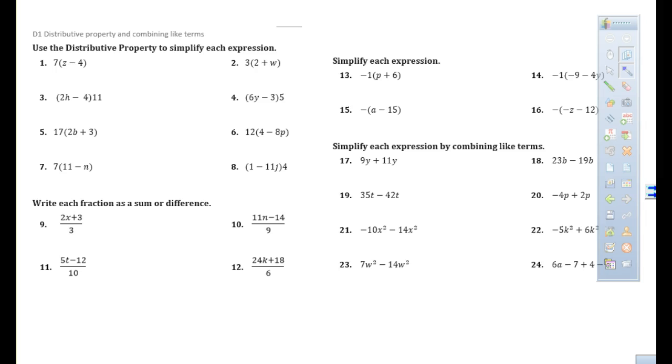So, the worksheet D1 that is in your workbook is not due till Thursday. Tonight, study for your test. Make sure you are ready.